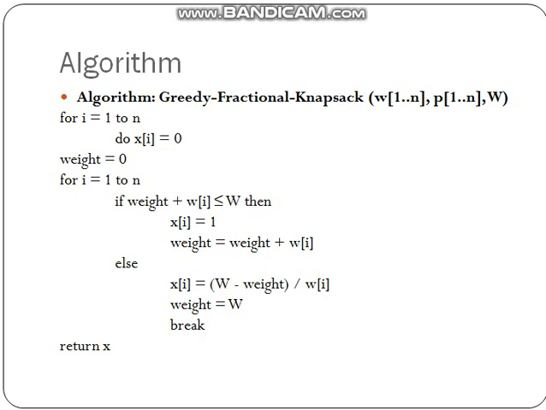In that case, if the provided items are already sorted in decreasing order of Pi by Wi, then the while loop takes time of big O of n. Therefore the total time including sorting is big O of n log n, because for every given set of items we have to sort the items according to Pi divided by Wi.